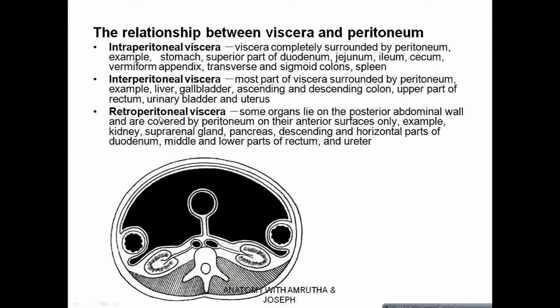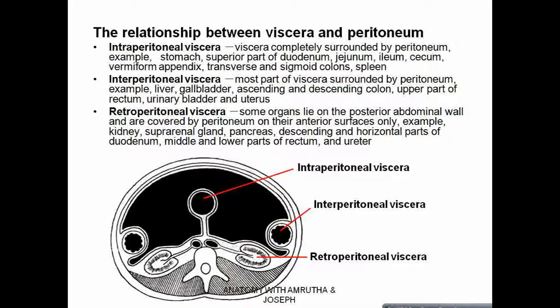The third group is retroperitoneal viscera. As the name suggests, retro means behind, so these organs are present behind the peritoneum. Some organs lie on the posterior abdominal wall and are covered by peritoneum on their anterior surface only. An example is the kidney. So this structure is the kidney. Other structures are the suprarenal gland, pancreas, descending and horizontal parts of the duodenum, middle and lower parts of the rectum, and ureter. So these are intraperitoneal, interperitoneal and retroperitoneal viscera.